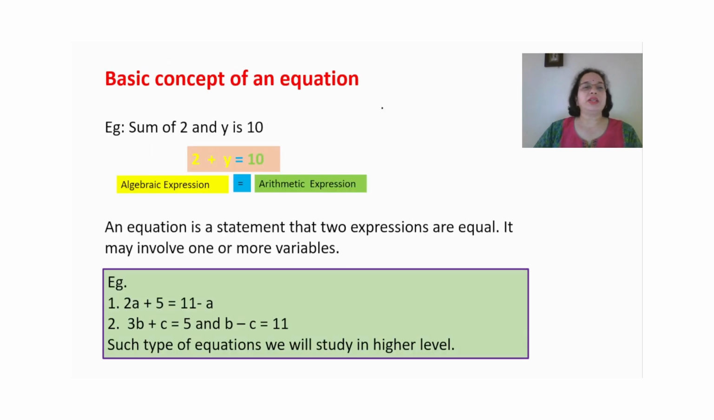Now let us revise the basic concepts of an equation. This was the equation: sum of 2 and y is 10. So that is 2 plus y is 10. 2 plus y is an algebraic expression. 10 is an arithmetic expression. And these two expressions are equal. So the statement which states that two expressions are equal is known as an equation.